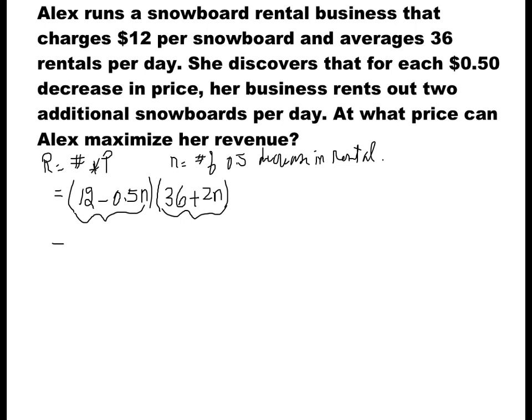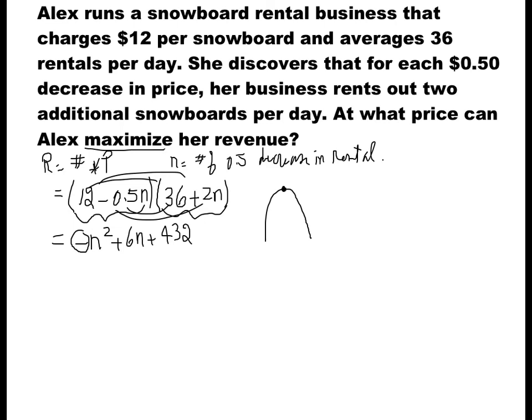Now, if you expand this one using the arrow method, we are going to get negative n squared plus 6n plus 432. Now, just by looking at this quadratic, you can see that the leading coefficient is negative, so the parabola opens down, and the vertex is a maximum point, and this is what we're looking for, maximizing her business.